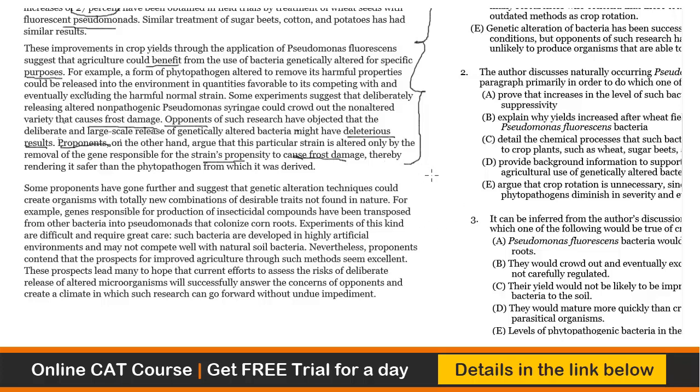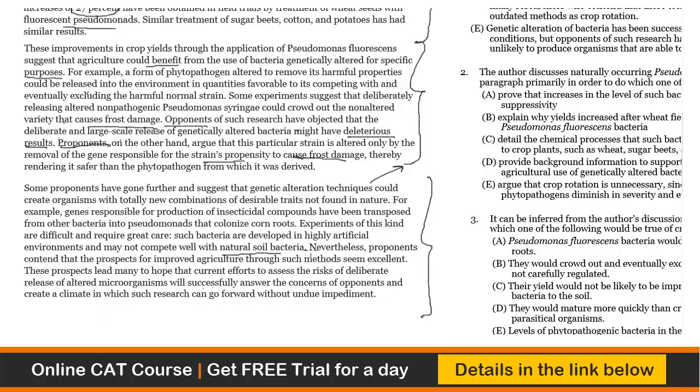So again, this para is about proponents of genetically altered bacteria. See, whenever you have too much technicality, you just check what exactly the para is doing broadly. Experiments of this kind are difficult and require great care. Such bacteria are developed in highly artificial environments and may not compete well with natural soil bacteria. Nevertheless, proponents contend that the prospects for improved agriculture through such methods seem excellent. These prospects lead many to hope that current efforts to assess the risks of deliberate release of altered microorganisms will successfully answer the concerns of opponents and create a climate in which such research.